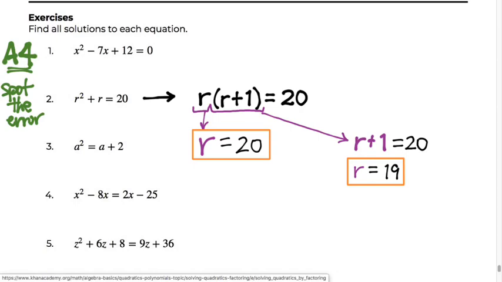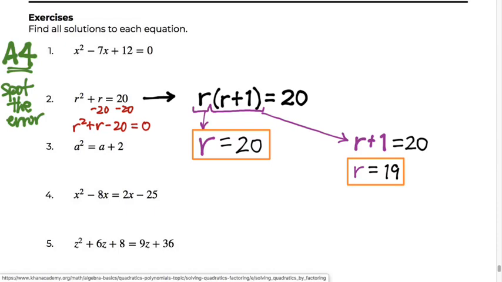So what should I have done here? How do I fix this mistake? Subtract 20. When? Immediately. Yeah, don't even think about factoring until one side of that equation is equal to 0. So I made an error from the word jump on this one. R squared plus r minus 20 equals 0. And now I should factor. How does r squared plus r minus 20 factor?